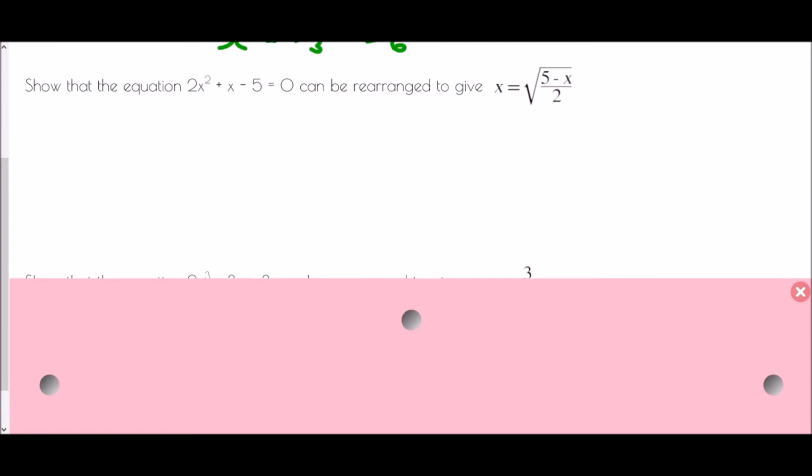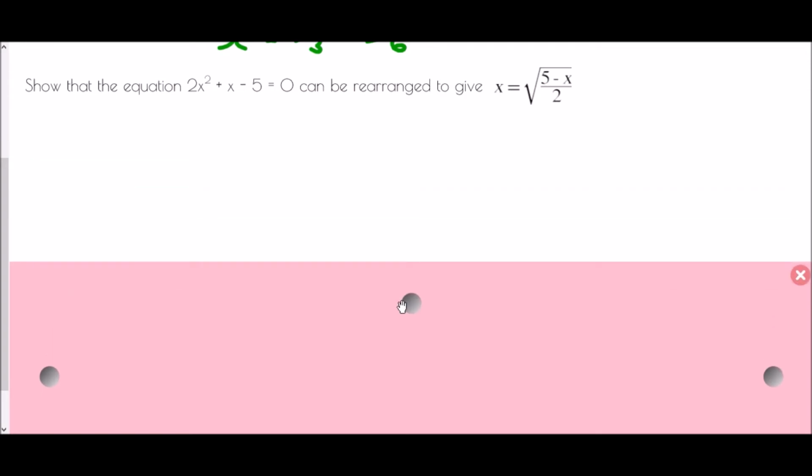So we've been asked to show that the equation 2x squared plus x take away 5 equals 0 can be arranged to give x equals the square root of 5 minus x over 2. Now, in this case, the clue as to how we are going to rearrange is the square root sign. The fact that we've been asked to take a square root means that we must have been left with the x squared on the left hand side. So it is the x and the take away 5 that we first want to move to the other side.